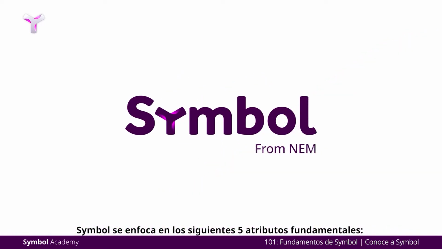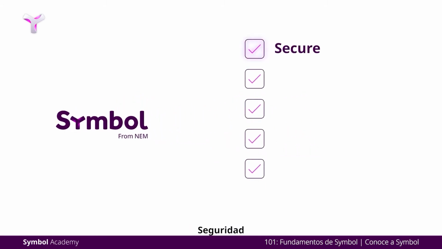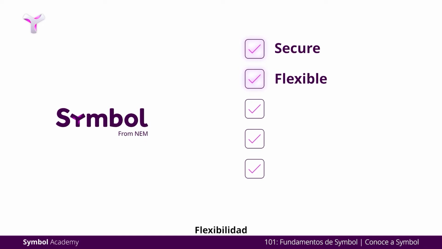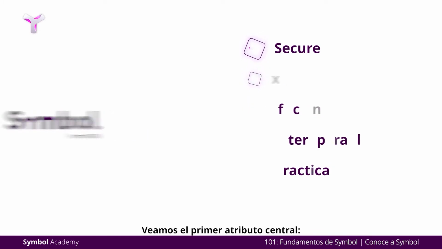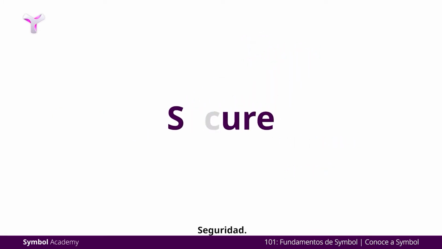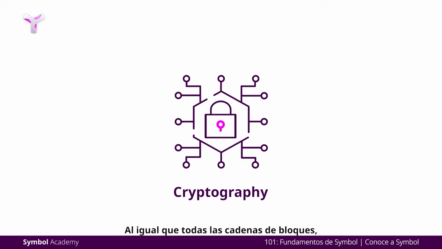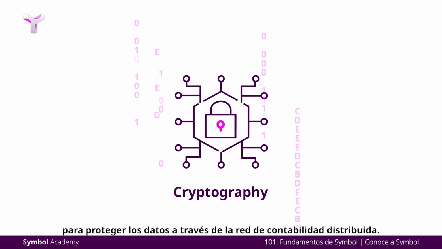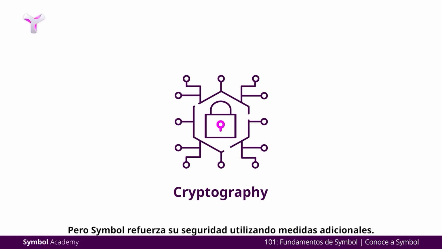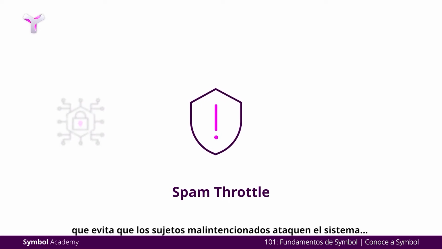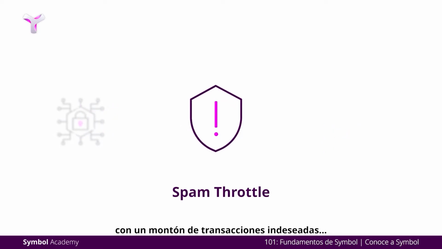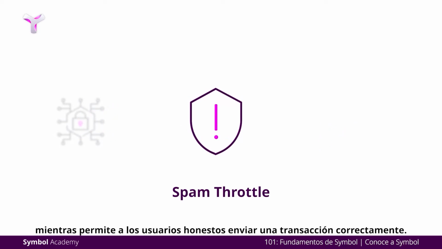Symbol focuses on the following 5 core values: security, flexibility, efficiency, interoperability, and practicality. So let's take a look at the first core value, security. Like all blockchains, Symbol implements a cryptographic function to secure the data over the distributed ledger network. But Symbol bolsters its security using extra measures. First, it implements a spam throttle, which prevents malicious actors from attacking the system with loads of transactions, while still letting the honest actors successfully submit a transaction.